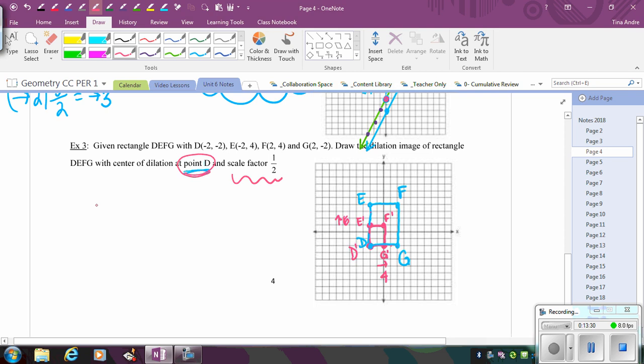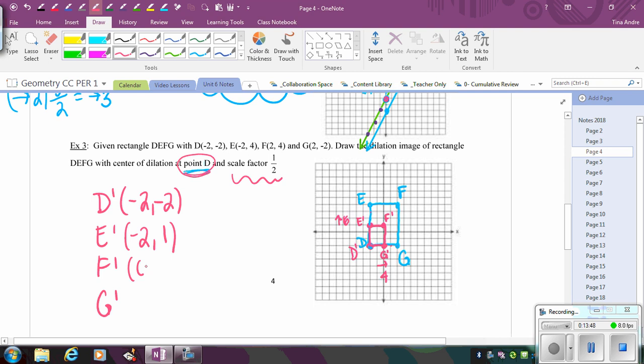So let's go ahead and list out our coordinates. So D prime, E prime, F prime, and G prime. So D prime stayed in the exact same spot. E prime became -2, 1. F prime became 0, 1. And G prime became 0, -2.